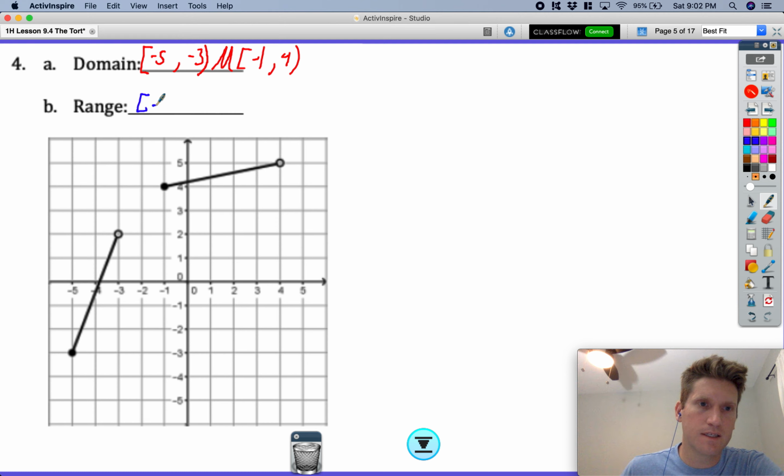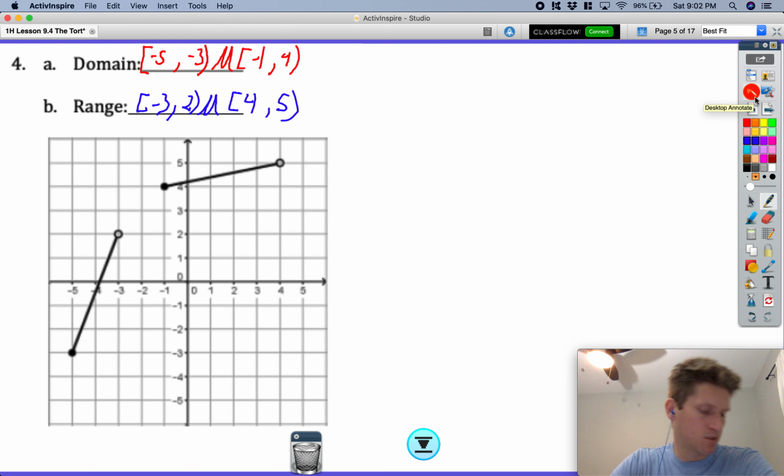So put a bracket, -3. It goes all the way up to 2, and then it has a little gap from here to here. So then I would have it start at +4, and I'll put a union symbol. So +4 and all the way up to 5. Open circle, so I put a bracket.